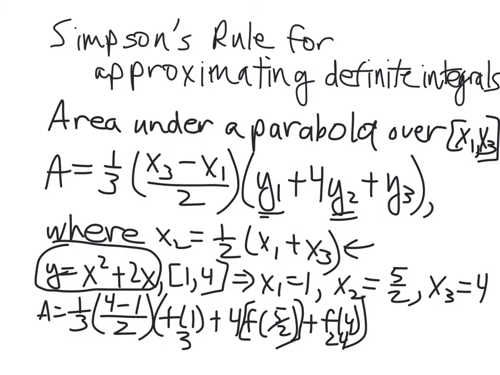So whatever f of 5 halves comes out to be, multiply that by 4, add all that together, and then multiply this factor by, well, I guess 3 halves, and then times 1/3. And our area comes out to be, well, I already did this one, so I know what it should be, 36. So hopefully you can come up with the same value as you plug all this in. Now again, this is using the area under a parabola.